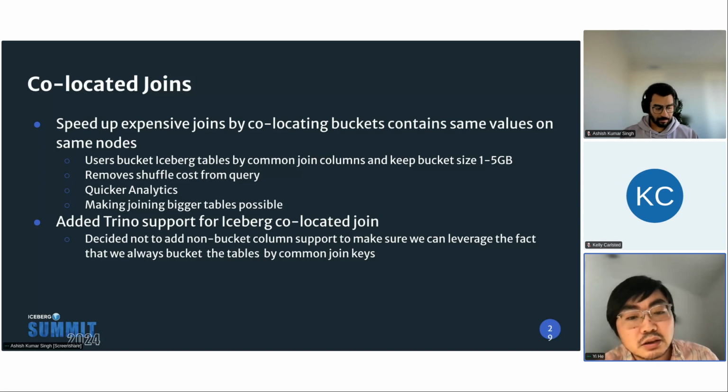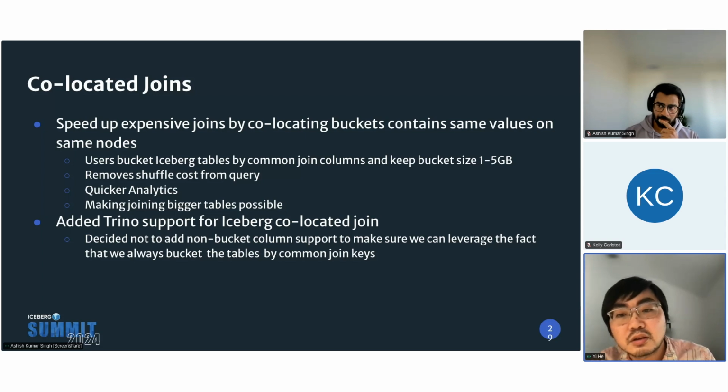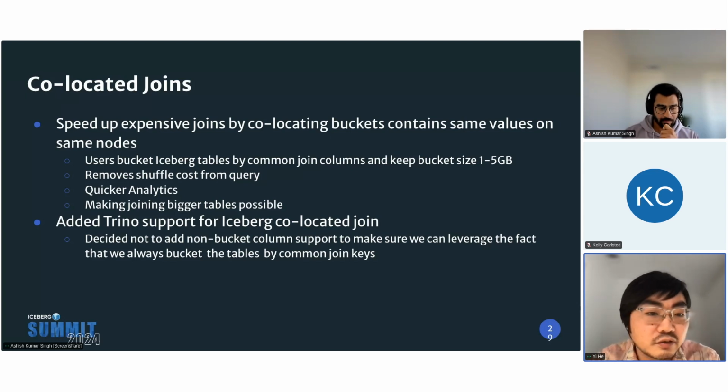By doing that, this allows the query engine to optimize the joins into collocated joins to avoid shuffle cost by co-locating buckets that contain the same value from different tables on the same physical nodes. As a result, this allows faster queries, or allows joining bigger tables, which was previously prohibited by the shuffling cost of the really large tables we have. Sometimes we have hundreds of terabytes of data that need to be shuffled.